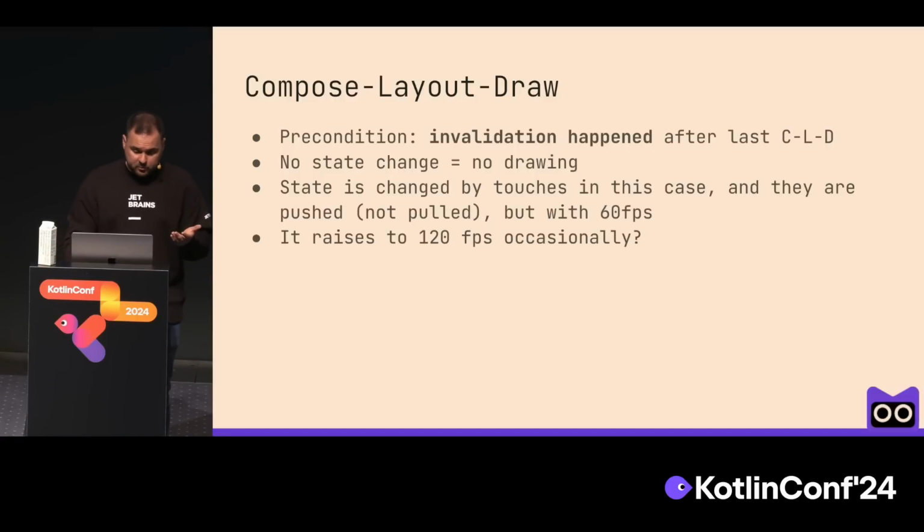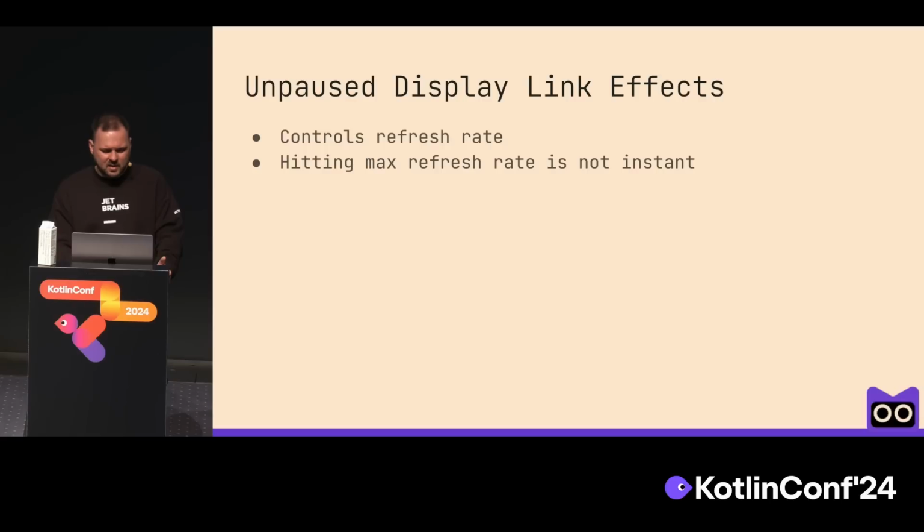Let's go back to our Compose layout draw. Basically, it's technically right. The precondition is that invalidation should be after the last Compose layout draw. So if our state doesn't change, we do not draw. State, in our case, when we're scrolling, is changed by touches, and they're pushed in the iOS system, not pulled, so we can't just say, well, where are the touches right now? And it's pushed with 60 FPS even on high refresh rate devices, like, how come? But sometimes it rises occasionally to 120, like, what's going on in there?